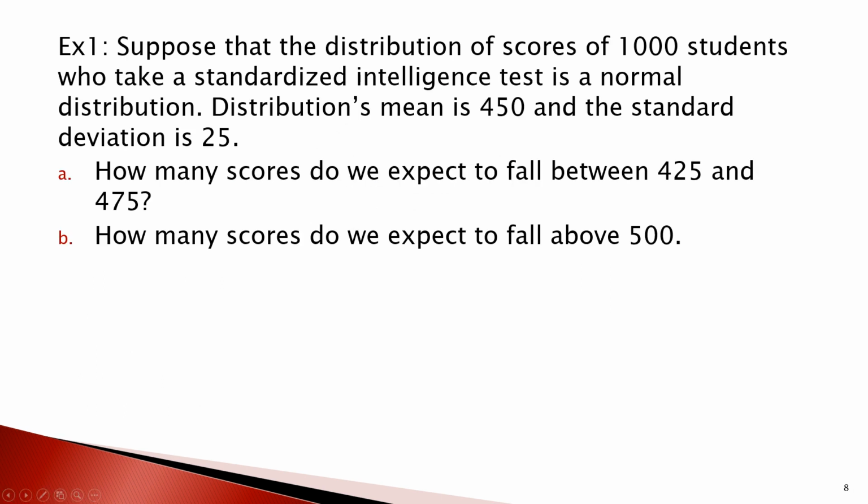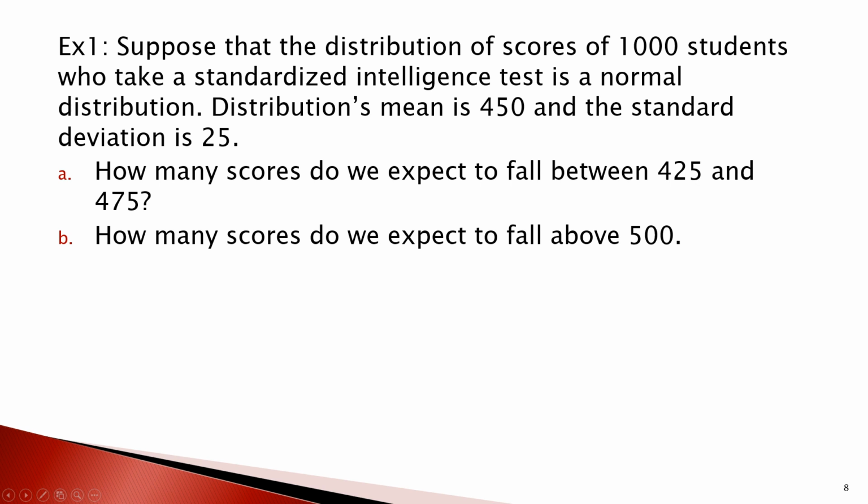Say we have 1000 students and we have their scores, and assume that the scores are normally distributed. It means that they obey a normal distribution, and most of the time data obeys a normal distribution. Say the mean is 450 and the standard deviation is 25. Here's the question: how many scores do we expect to fall between 425 and 475?